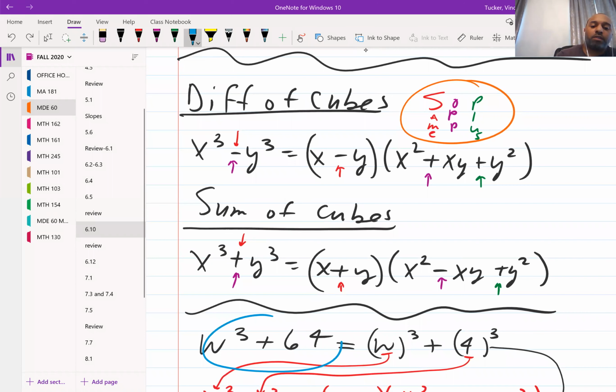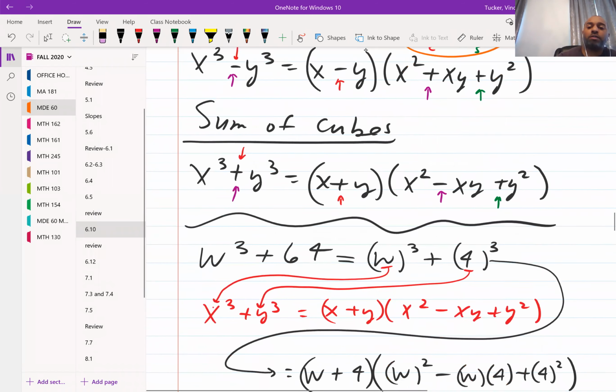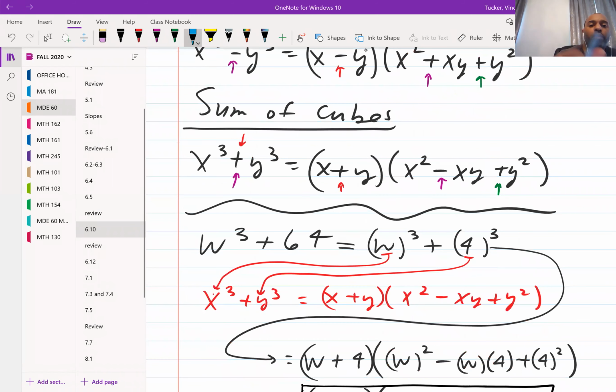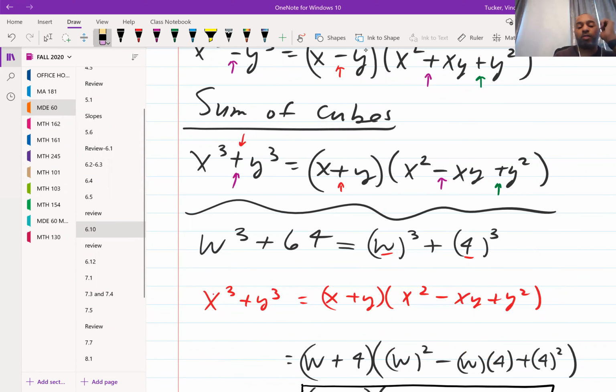So looking at this first one under the cubes formula, we have w cubed plus 64. First thing you want to ask yourself, is it a perfect cube? And the answer is yes, because we have w cubed plus 64. The cube root of w cubed is w. 64 is 4 times 4 times 4.